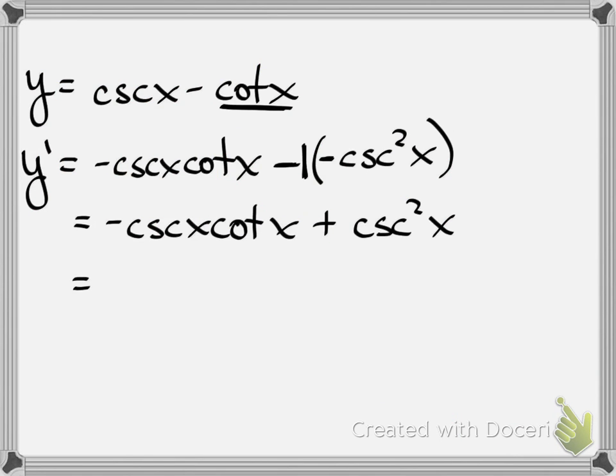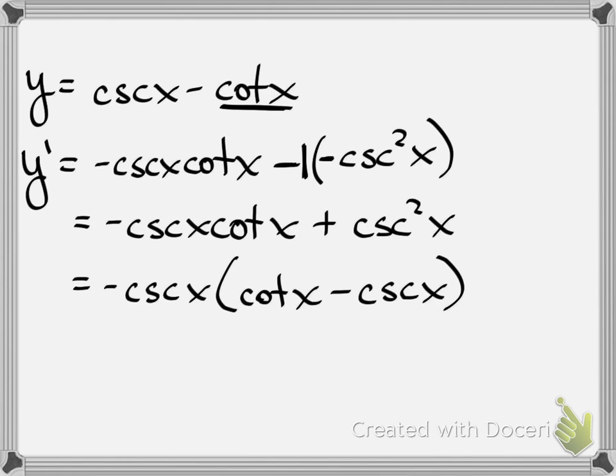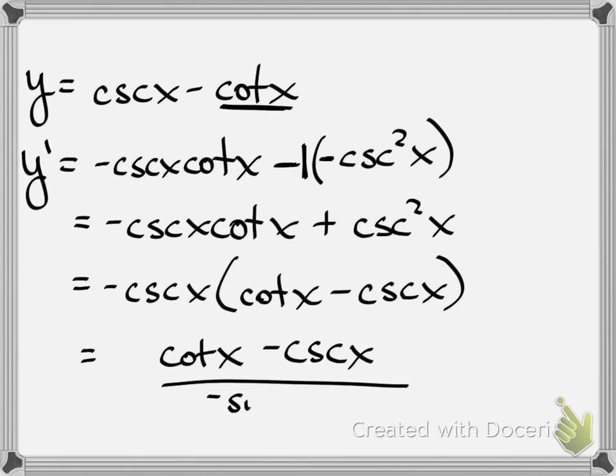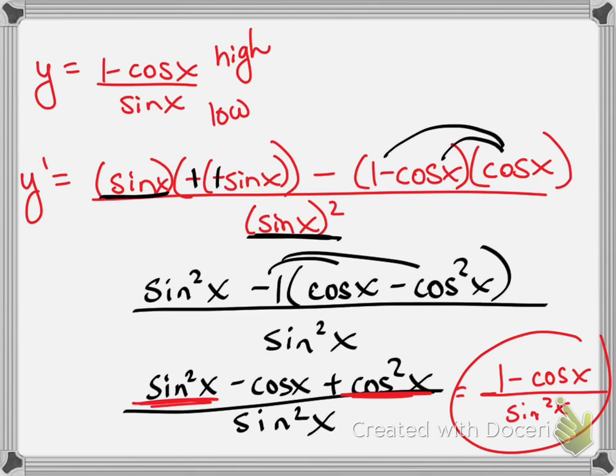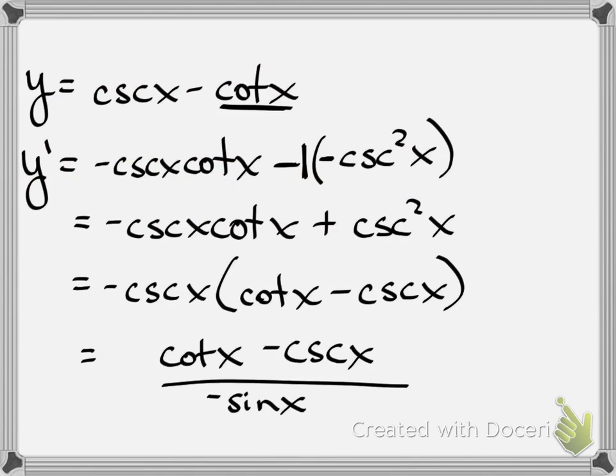But I guess we could factor out cosecant from both of these terms. I don't know if that helped us much. Cosecant's the same thing as 1 over sine. So let's put that over sine. Does that help us much? Not a lot. Not a lot. Cotangent is cosine x over sine x. Cosecant is 1 over sine x all over negative sine x.